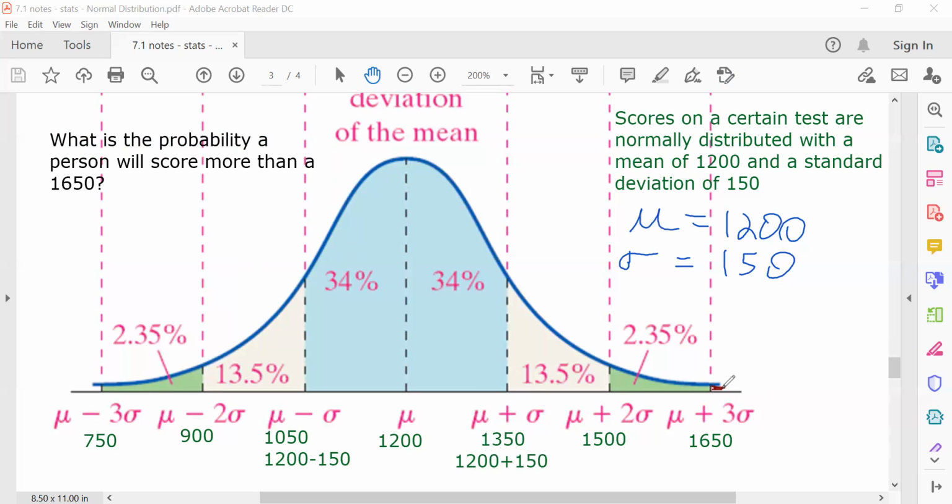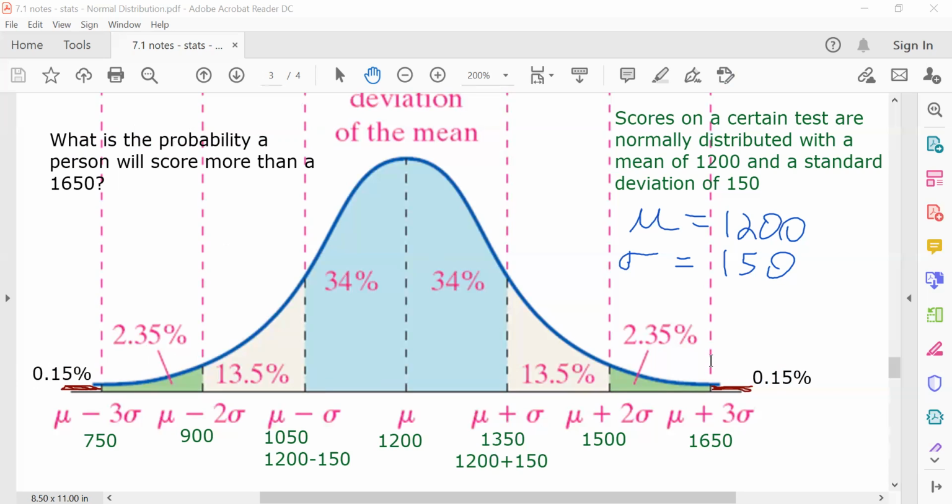There's a little sliver down here, and the curve actually keeps going and going. There's this little sliver down here as well. And these little slivers come out to a very tiny amount, 0.15% down there, and 0.15% down there. That's what they come out to.